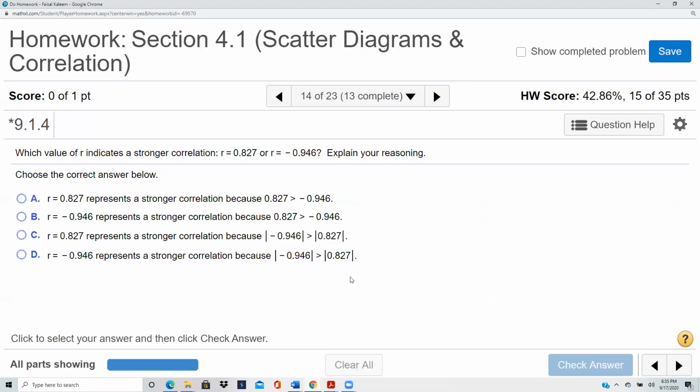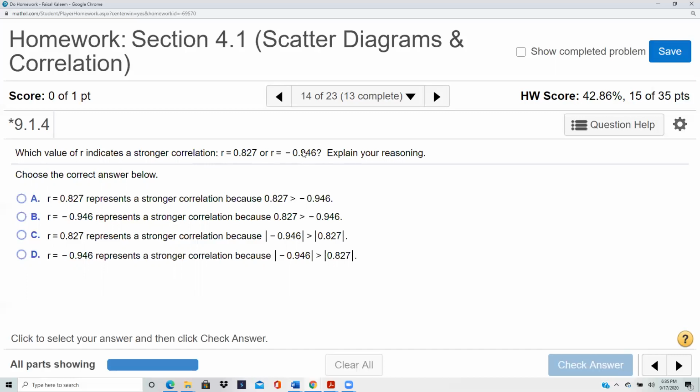Which value of R indicates a stronger correlation, 0.827 or -0.946? Now, they just said a stronger correlation. They didn't say strong positive or strong negative. So this one is a strong positive. This one is a strong negative.